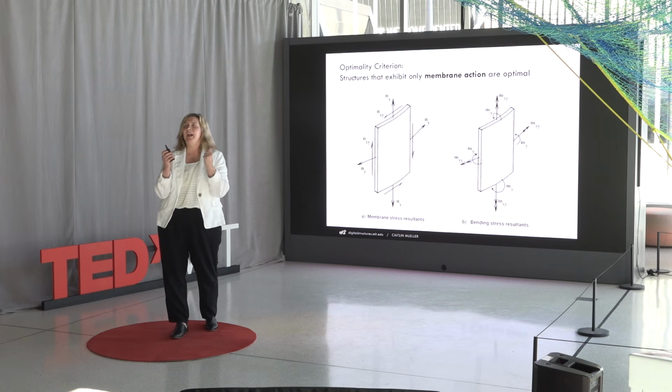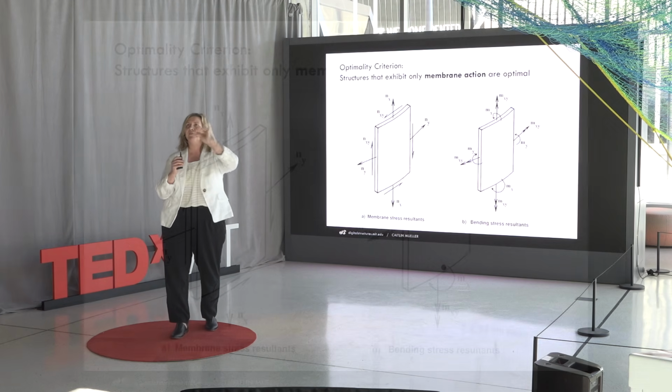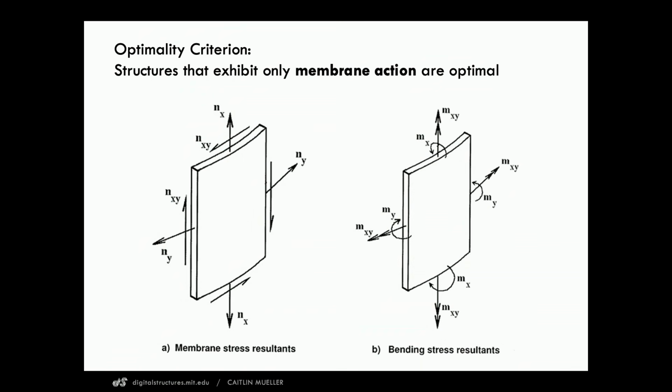The mechanics here say in order for material to be highly utilized, you need to use the full cross-section of it. So an element in tension is equally utilized. A shell that is acting as a membrane, all of the parts are used equally. Most structures in the world have the opposite.